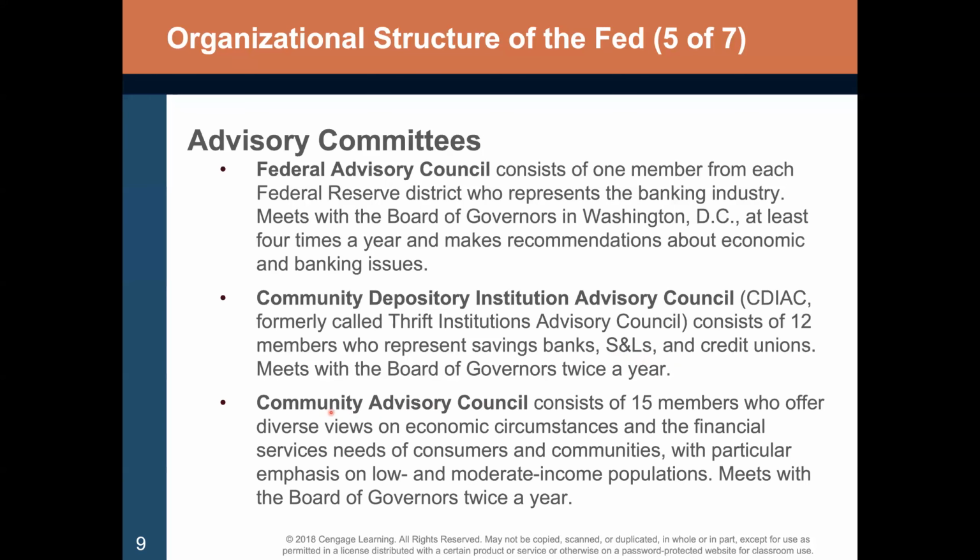Then there is the Community Advisory Council, which consists of 15 members who offer diverse views on economic circumstances and the financial services needs of consumers and communities, with particular emphasis on the low and moderate income population. So they're looking at those who might be a little bit more underserved in the community. They meet with the Board of Governors twice a year as well.